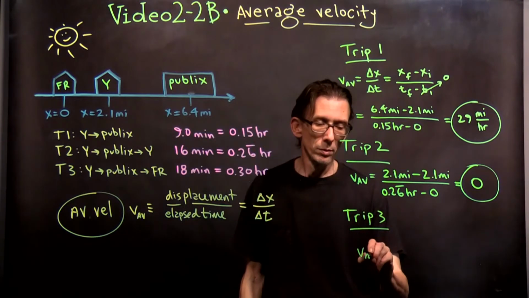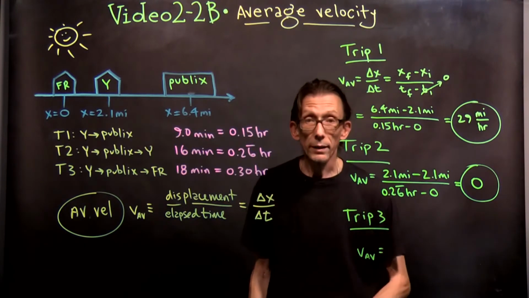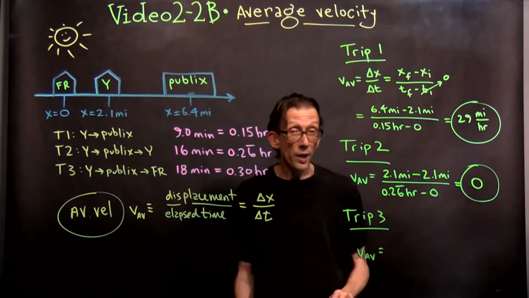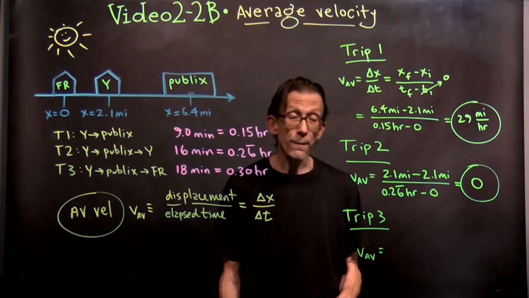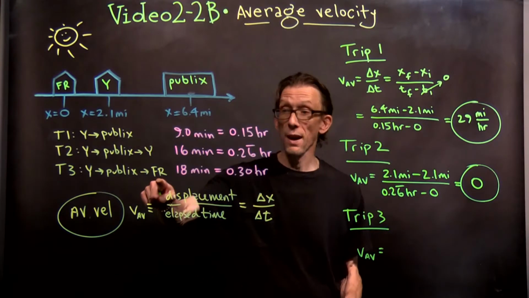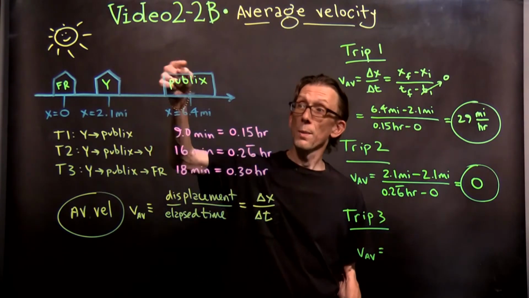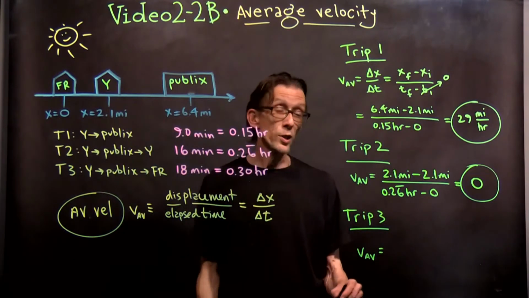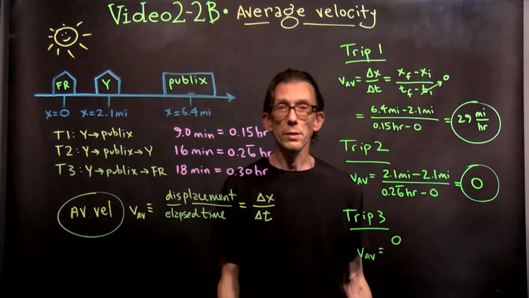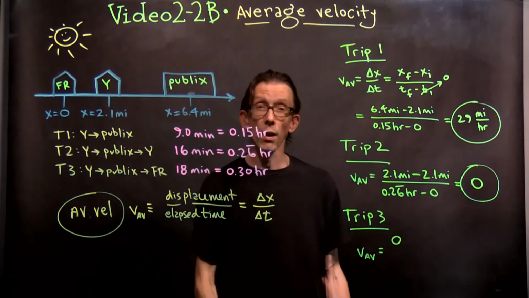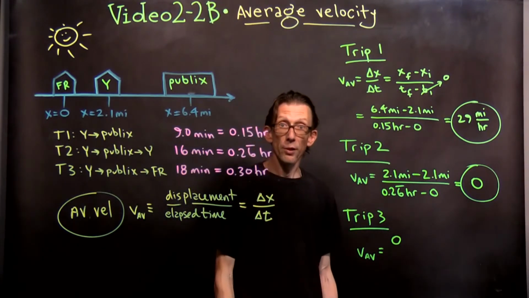V average. Again, what's x sub f? What is the final position that you end up at for the third trip? Well, you end up at your friend's house. You go from your house to Publix to your friend's house. So your final position is my favorite number, 0, because you end up at 0 for the third trip, right?